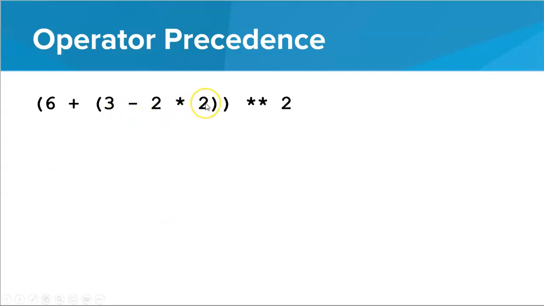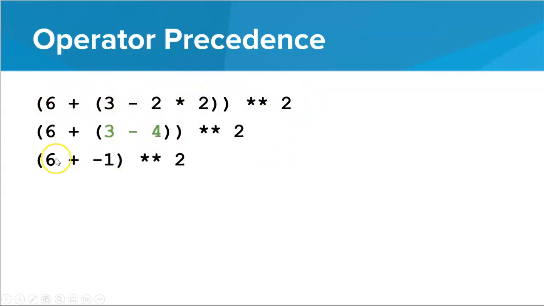Here we'll do what's inside the parentheses. These parentheses first, then the overall parentheses, then the exponent. So 3 minus 2 times 2 is 4. 3 minus 4. 6 plus minus 1. 5 to the power of 2. We get 25.